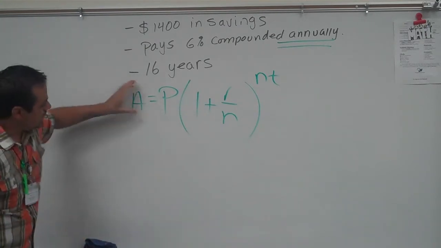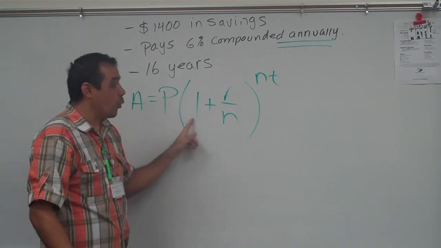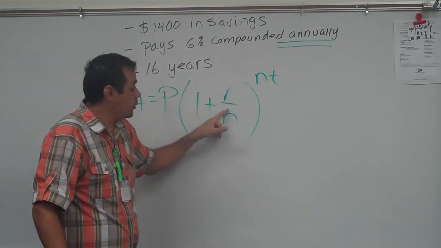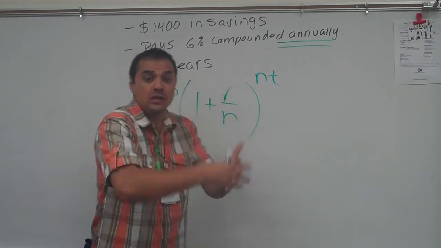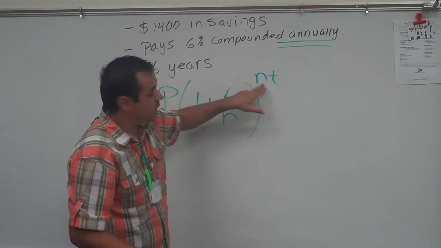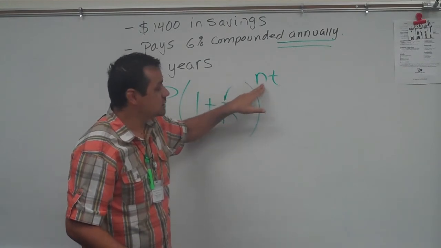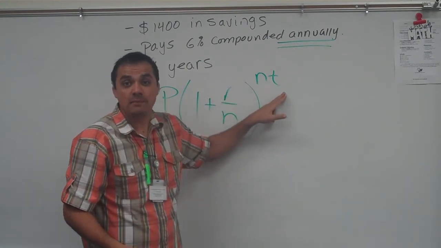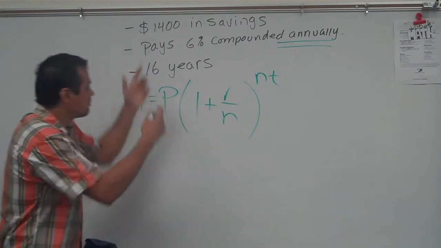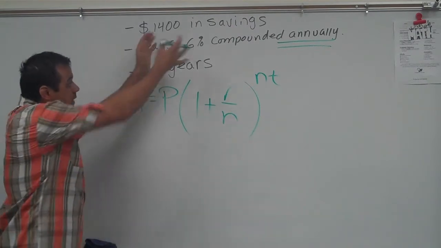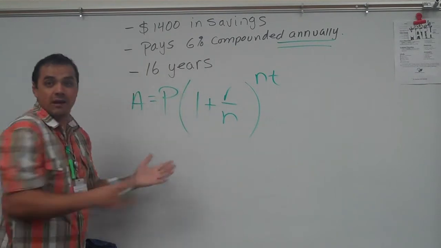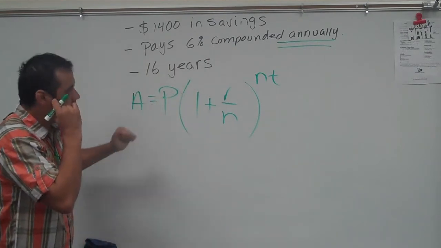So here we go. The amount equals the principal times 1 plus the interest rate over n. N is how many times it gets compounded per year, all to the exponent of the number of times compounded per year times the time in years, which is 16. So let's just plug the information in, and that's it. Plug it in on the calculator, and you're done.